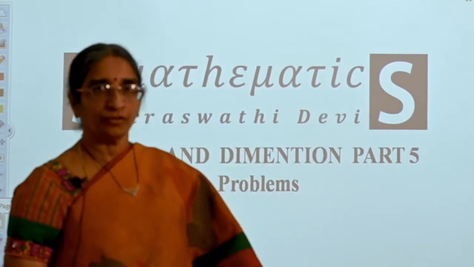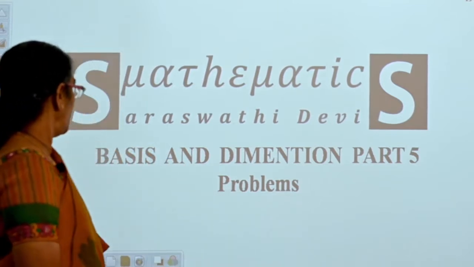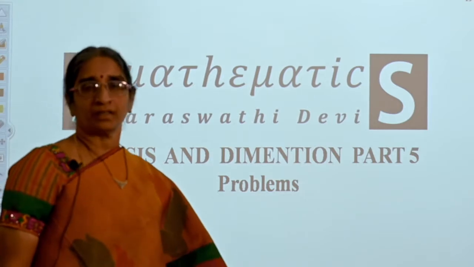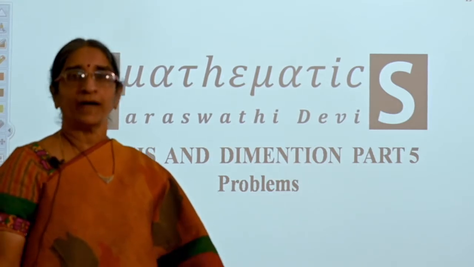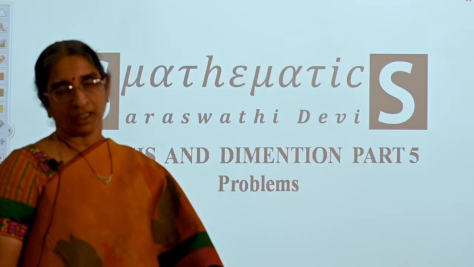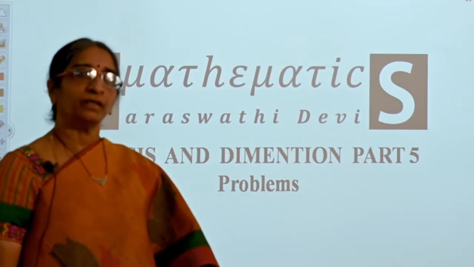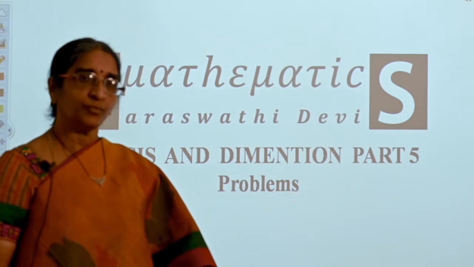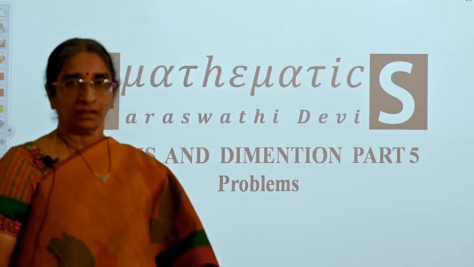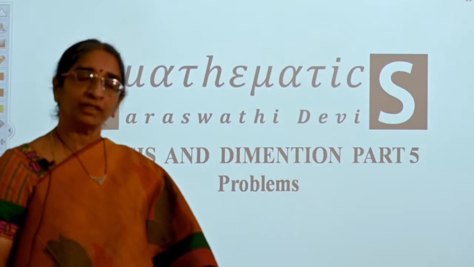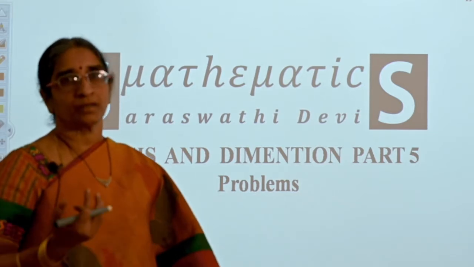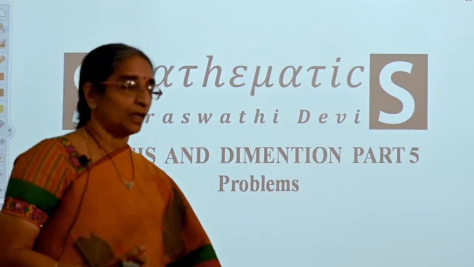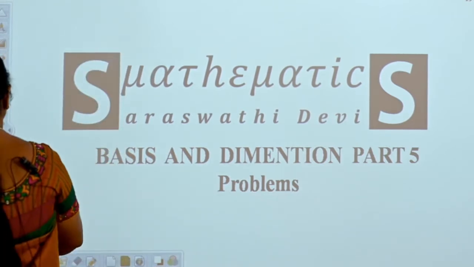Today in this video we are going to see basis and dimension part 5, that is problems on basis set, that is how to find the basis of a given vector space and how to find the dimension of a vector space or subspace, and in some problems we will see to find whether the given set of vectors is a basis or not, we will verify. In this video we will see that. Now see the problems.